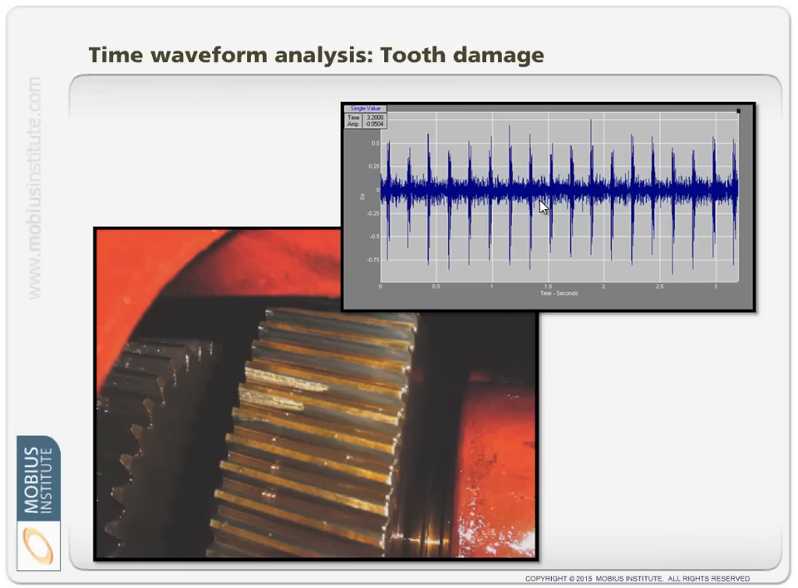Now, often you'd be hard pressed to pick that up in the spectrum alone. It's a once per revolution vibration. There are other things you'll see in the spectrum, but the time waveform tells you perfectly, look exactly what's happening.